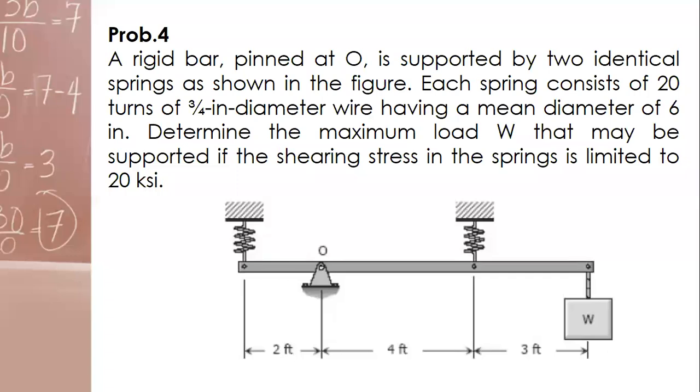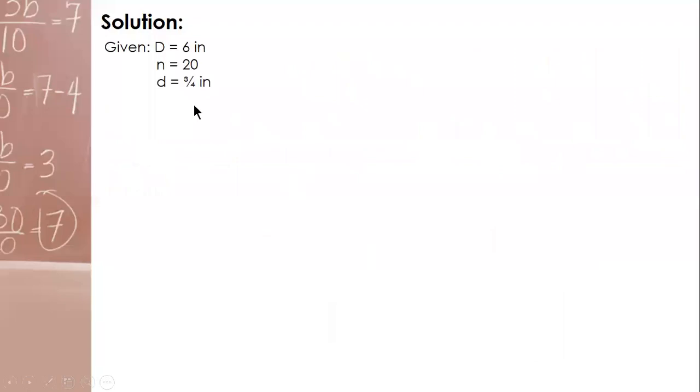Okay? I-test na to. Assume na to nga na-reach niya yung limit nga 20 KSI, and then compute for W. Next, i-test na to nga na-reach niya ang limit na 20 KSI, and then solve for W. And then select dayon ta which of the two answers is the maximum value. Ana ta, ha? Ngayon, mean diameter, number of turns, diameter of wire. Yan.